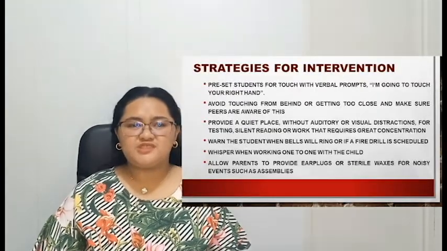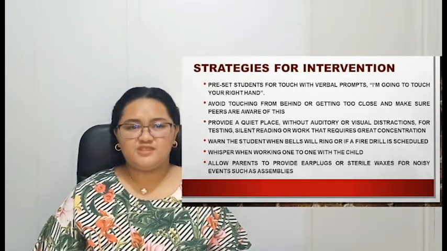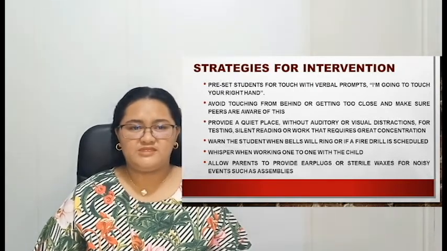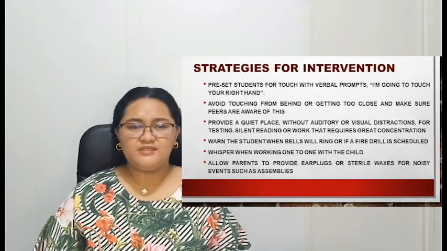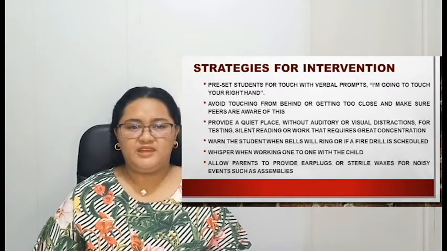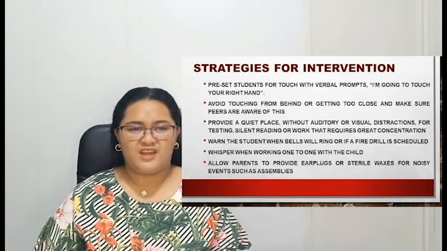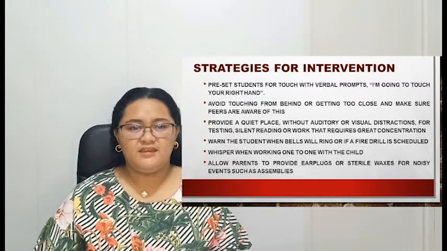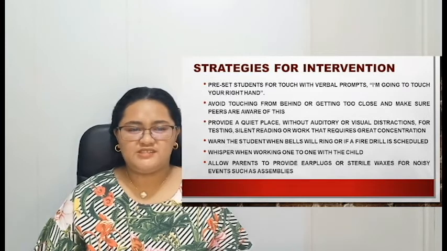So here are some strategies for intervention on dyspraxia. Preset students for touch with verbal prompts. So for example, you will say, I'm going to touch your right hand. Avoid touching from behind or getting too close, and make sure peers are aware of this. Provide a quiet place without auditory or visual distractions for testing, silent reading, or work that requires great concentration.